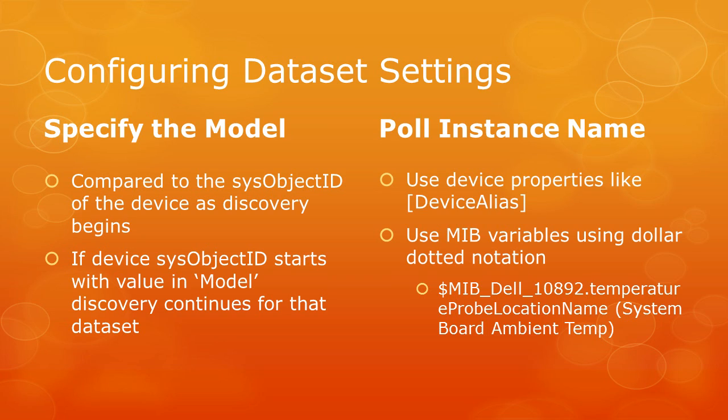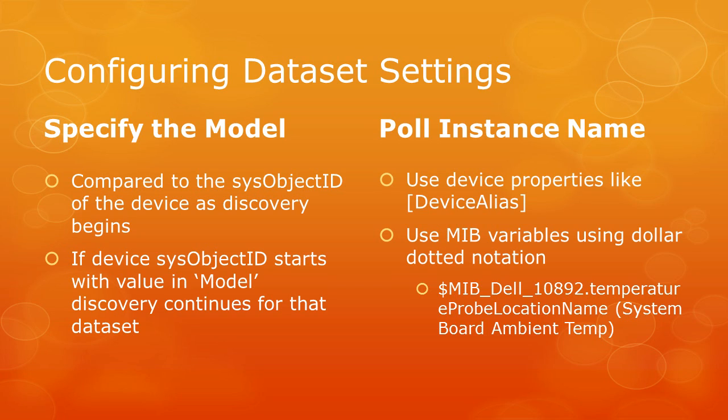Once we've got the expressions defined, we can proceed to actually configure the dataset. Now, two important options to consider are the model field and the poll instance naming fields. The model field allows you to specify that when a device is being discovered, this dataset will only be attempted if the device is of a certain type. This allows you to specify that datasets that only pertain to routers only be attempted on routers. This optimizes discovery by skipping the devices we know won't respond.